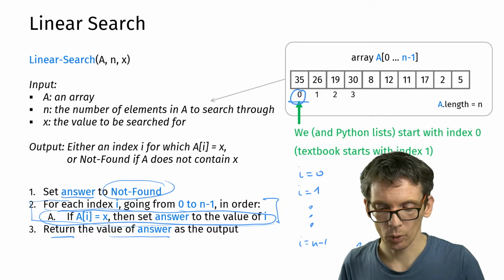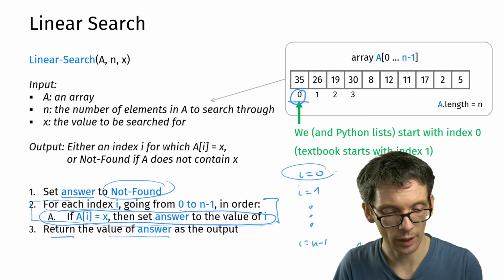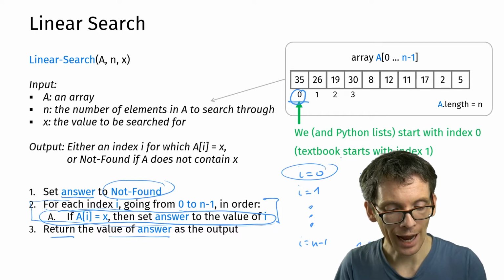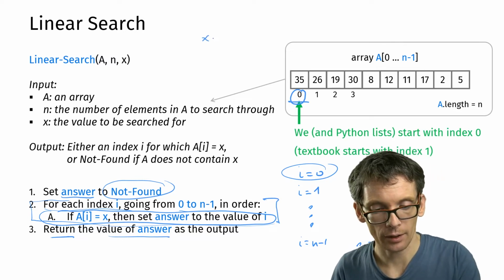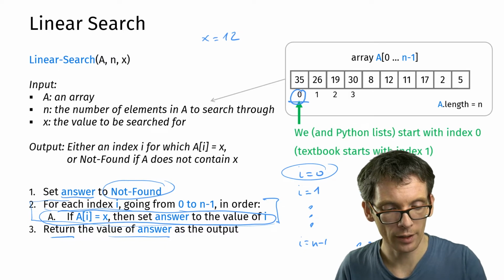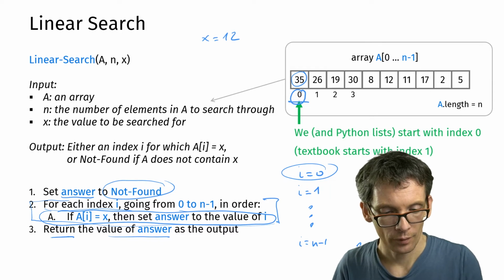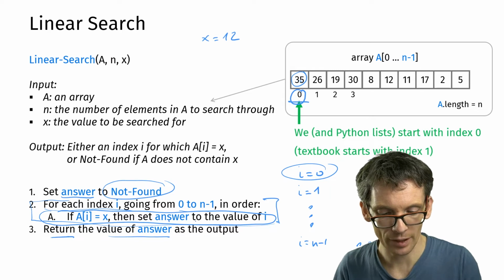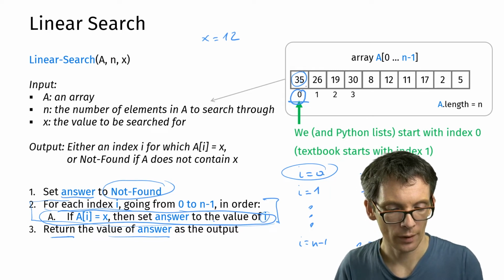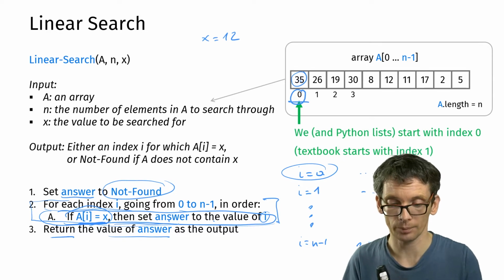And what does this algorithm do in each of these iterations? It checks whether A[I] is x. So initially I is 0. I'm going to check whether A[0] is x. So let's say x is 12. I'm going to check whether A[0], so 35, is 12. If I would have a 12 here, then I would go and set answer to I, so to 0. That is not the case, so if there's an if statement and this condition does not hold, I'm not going to do the then part.